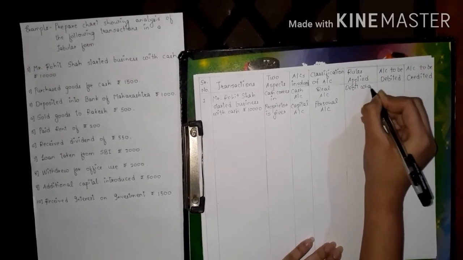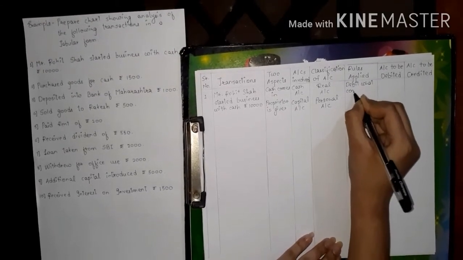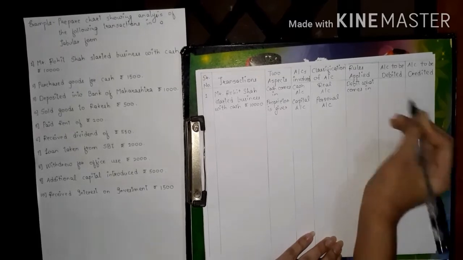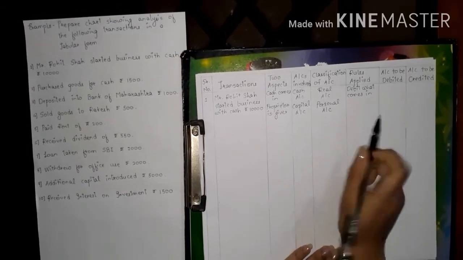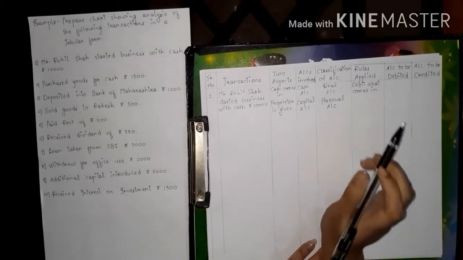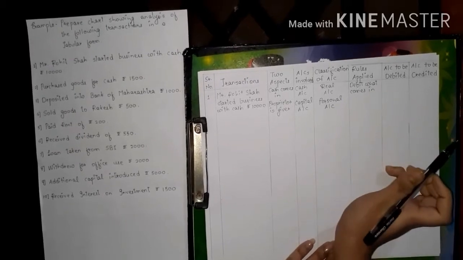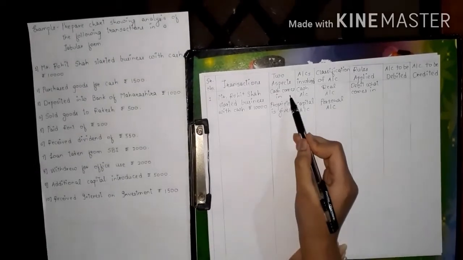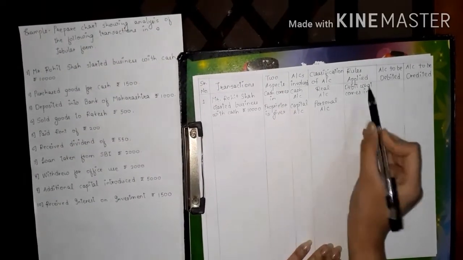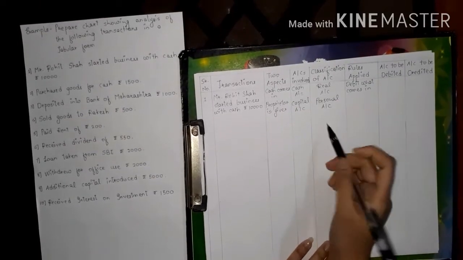Debit what comes in. Okay. This is the rule of real account. Debit rule I have applied over here. Don't forget that cash has come into the business. That is why this rule is applied.